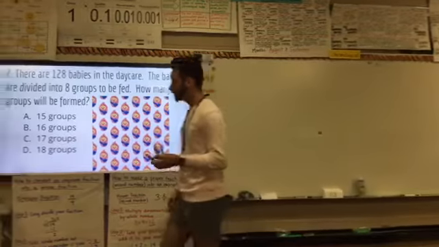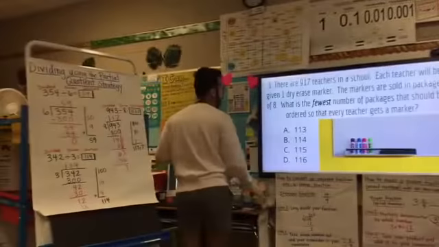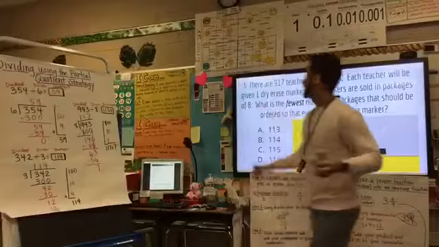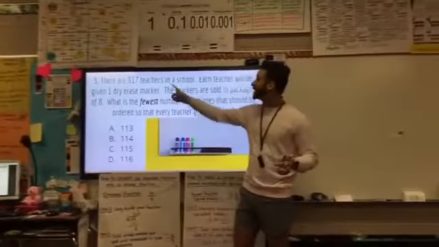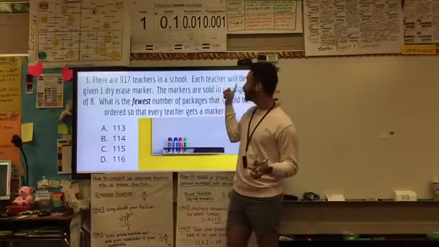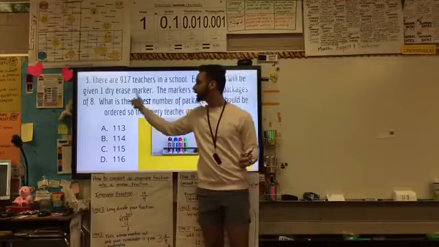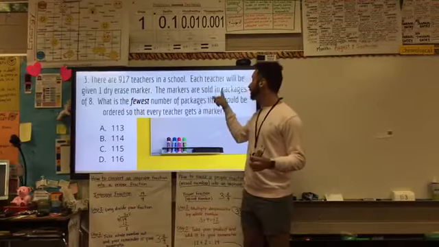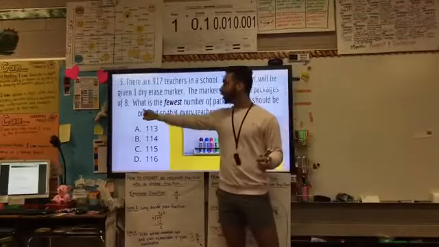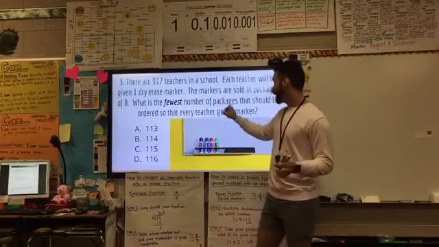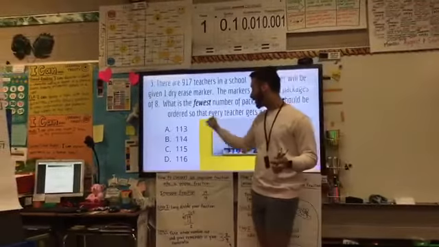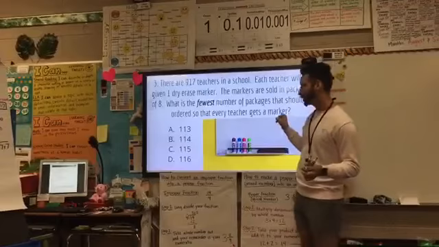to question number 3. All right, question number 3 says, there are 917 teachers in a school. Each teacher will be given 1 dry erase marker. The markers are sold in packages of 8. What is the fewest number of packages that should be ordered so that every teacher gets a marker?